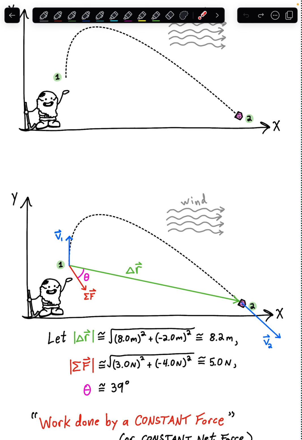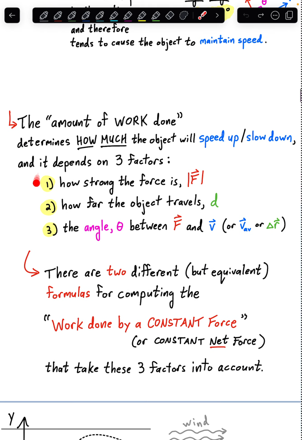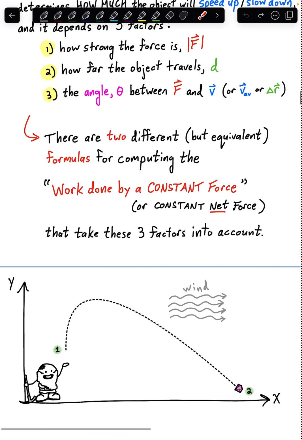The other perspective is to look at the magnitudes of those two vectors and the angle between them, rather than looking at components. So let's say here that the magnitude of our displacement vector can be found from the components we already know using Pythagorean theorem. So there's the magnitude of delta r. We can also get the magnitude of the net force from the components we already know. And I'll give you the angle between those two vectors. Let's say it's 39 degrees. With these pieces of information, which mirror these 3 factors mentioned above, strength of the force, how far we traveled, and the angle between force and displacement.